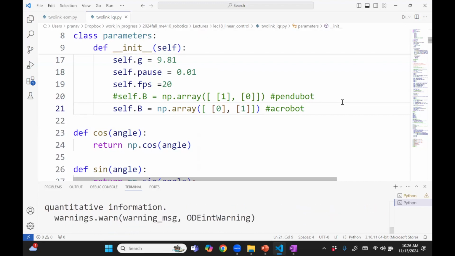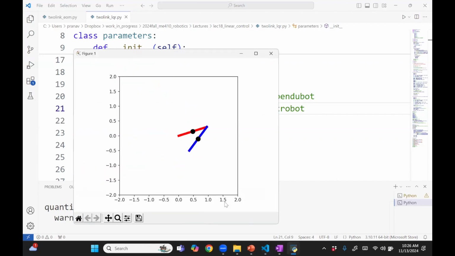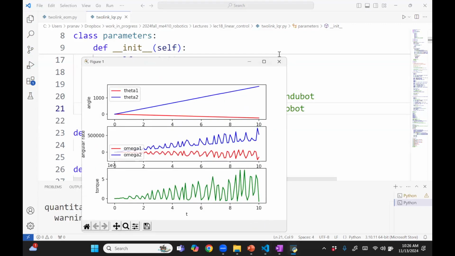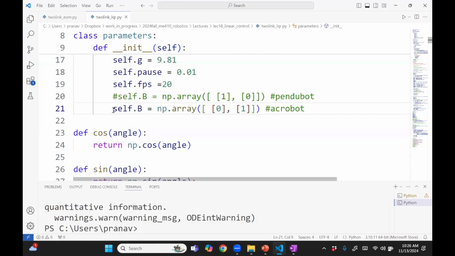So the Acrobot, this failed actually. You can see it's failed. It's going to do something crazy. For an Acrobot, it's much, much harder to stabilize. Yeah, so that's that. But you can try various things here.